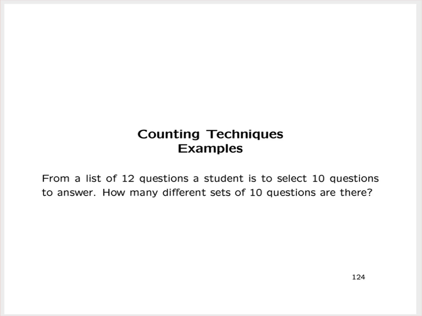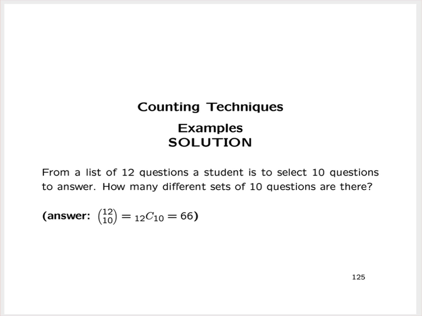Now the order of the questions does not matter. We're just selecting 10 questions from a larger set of 12 questions, so it's a combination, or a subset of questions. And so the answer is 12 choose 10, and that turns out to be 66. So there are 66 different ways of choosing 10 questions from the larger collection of 12 questions.